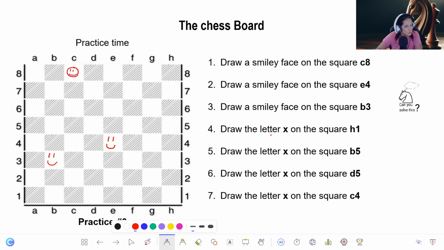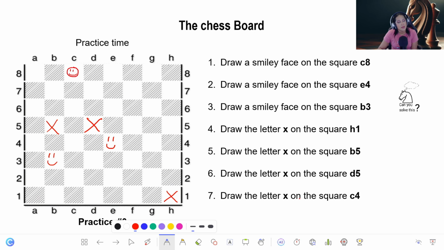And now let's go to exercise 4, which says draw the letter X on the square H1. So this one here is H1, and we're going to draw an X. Next one says draw the letter X on the square B5. B up to 5, here it is, a letter X. And then we're going to go to number 6 and then 7, and that will be it. Now, number 6 says draw the letter X on the square D5. Let's go to D, then we go up to 5, and it will be here.